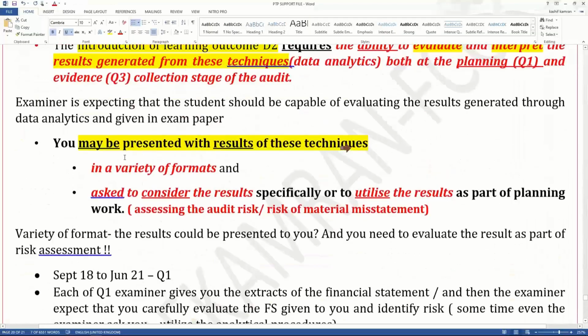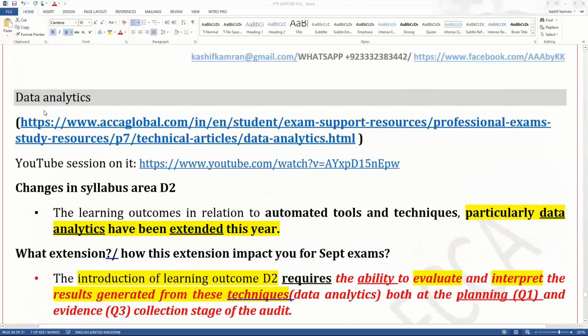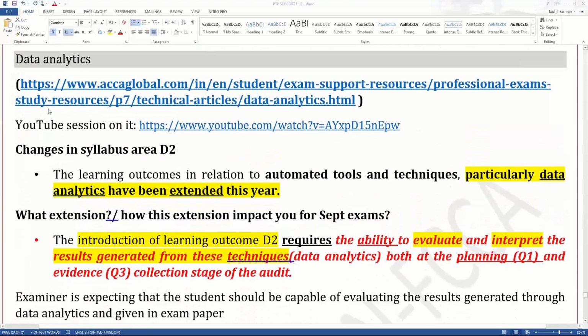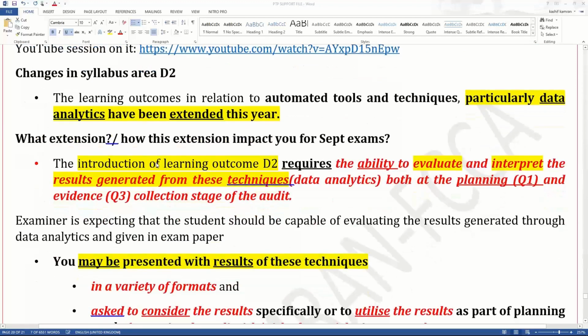Whatever I have studied with you on this Word file, in terms of data analytics, the article, the YouTube session, the changes. I hope you're all familiar with the changes now. I read every bullet with you. I tried to explain every bullet to you.